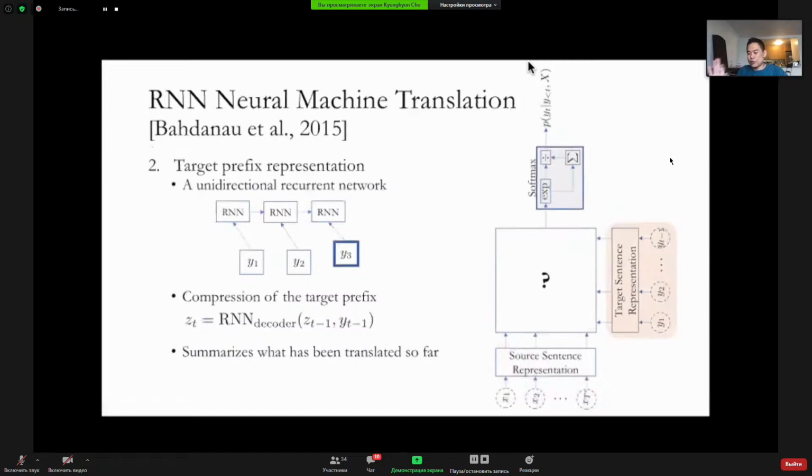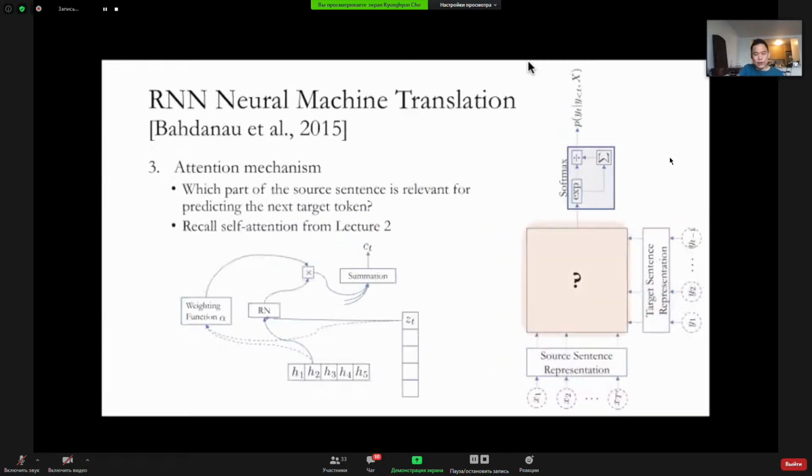Now, we also use a recurrent neural net to summarize or represent the target prefix, in which case we use a unidirectional recurrent network. Because we're generating one token at a time, we just use the recurrent neural net in one direction, following the order of the generation. What it does is essentially compress what the target prefix is, and then we use the final hidden representation from this recurrent neural network. So it summarizes what has been translated so far.